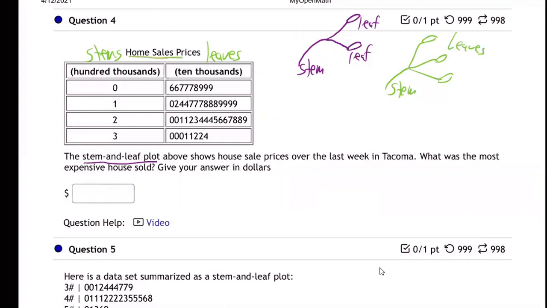This is house prices, right? Home sales prices. So the stems are 100,000s and the leaves are 10,000s. Let me just change the color for clarity. So when we have a price like this, what does this mean? This means 300,000, because these are 100,000s. And then what does this 4 mean, for example? It means 4 10,000s.